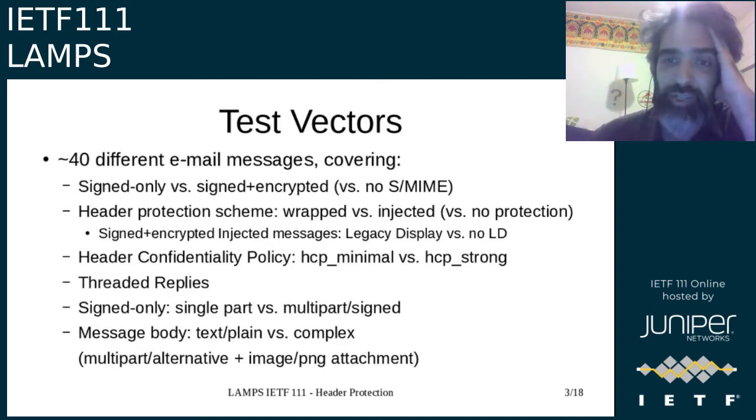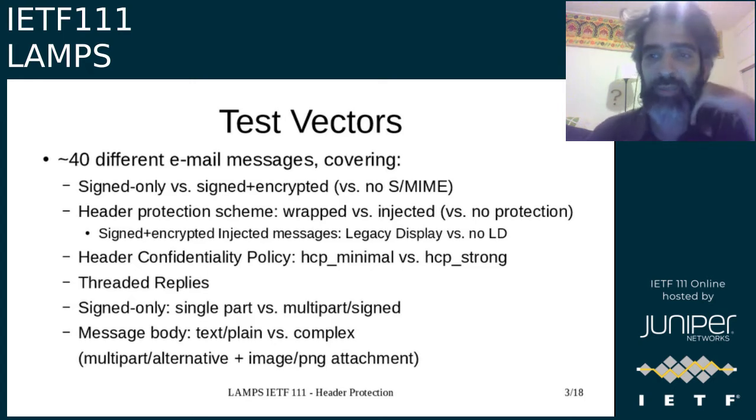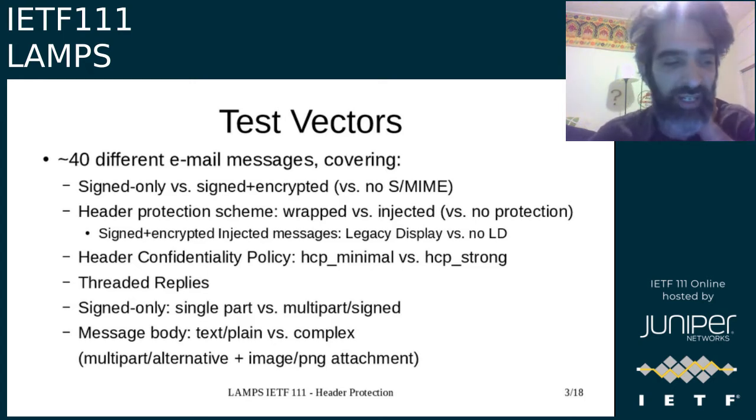We look at the different header protection schemes. As you probably remember from last time, or if you've read the draft, there are two proposed header protection schemes. One is called wrapped messages and one is called injected headers. We also compare messages that don't have any header protection. For the signed and encrypted messages using the injected headers, we also potentially use a legacy display or no legacy display. The legacy display is a mechanism to try to stuff the subject in particular in a way that a legacy client would be able to view it.